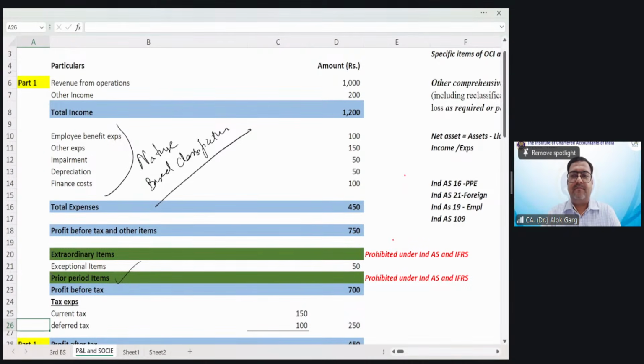No, it is not required. It is prohibited. Why it is not required? In Ind AS, the treatment is very stringent. You have to restate your comparative. You have to give the opening balance sheet of the comparative.